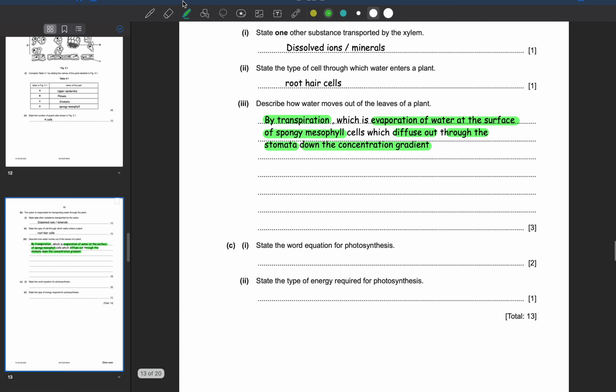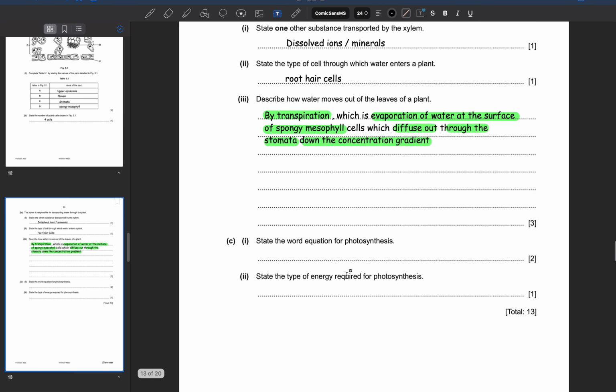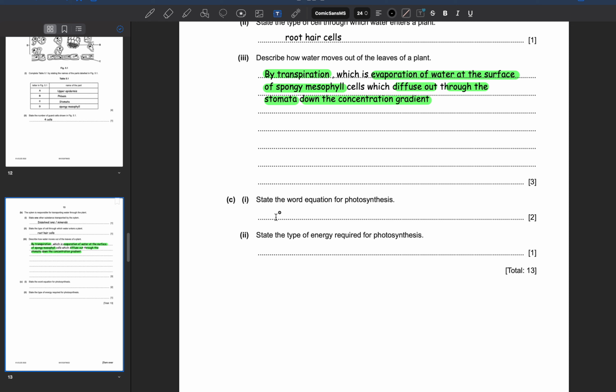Here's 5 marks. Next question, state the word equation for photosynthesis. We have the word equation or the equation of photosynthesis. It's the opposite of respiration, exactly the opposite. So it's carbon dioxide plus water, and it produces glucose plus oxygen.